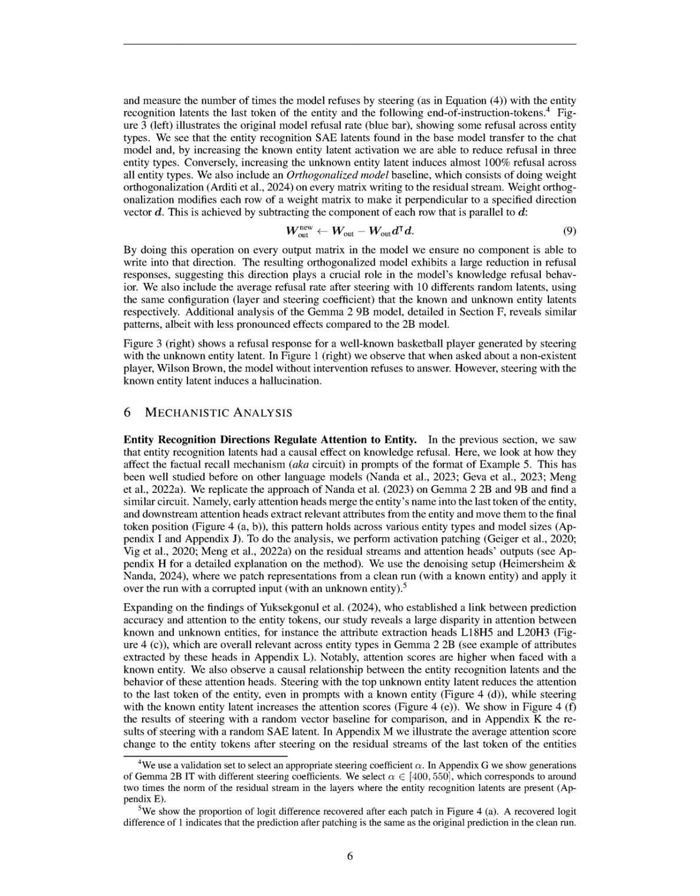To illustrate the proposed algorithm, consider the known entity LeBron James, a basketball player, and the unknown entity Wilson Brown, a non-existent player. First, we prompt the model with a question about the known entity, such as, "What team does LeBron James play for?" The model activates the entity recognition latents associated with known entities, which enhances its attention to the last token and allows it to accurately recall relevant attributes, resulting in a correct response.